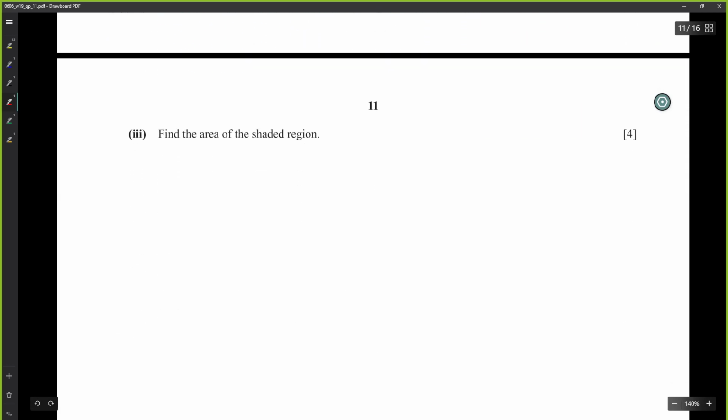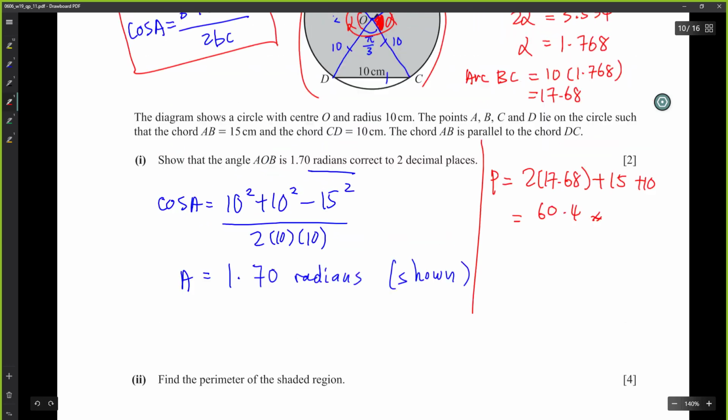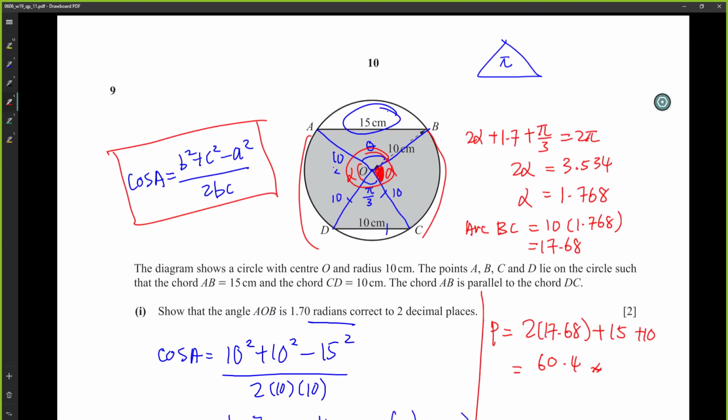Okay, 4 marks. Area of shaded region. In order to get the area of the shaded region here, I can find the area of the circle easily by doing pi r squared. Then I can get the area of the circle. And right now I need to solve both areas of the segments here, 1 segment, 2 segments. So I will use the circle minus both of these segments.